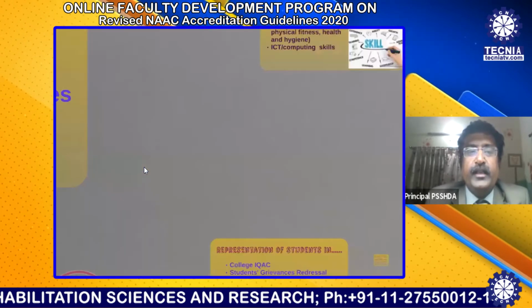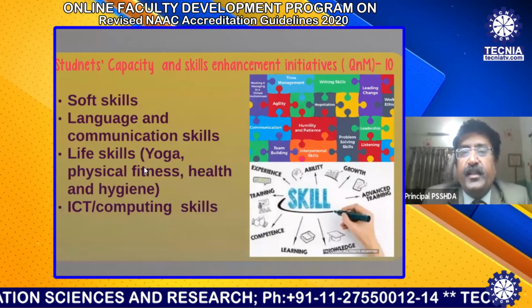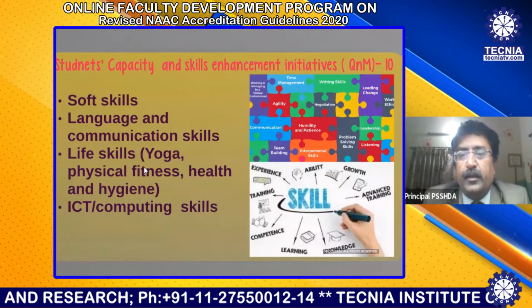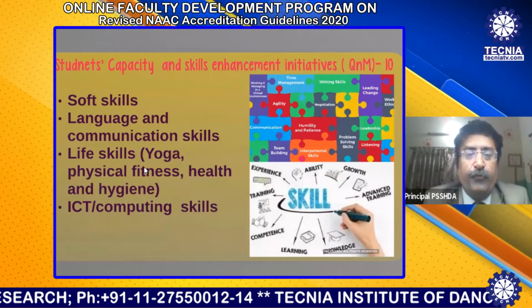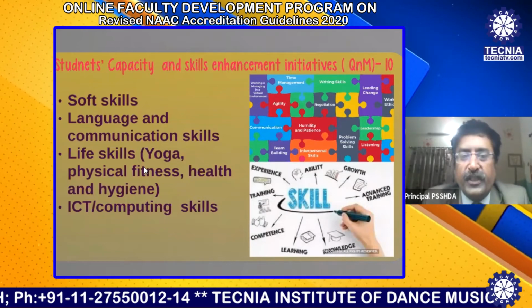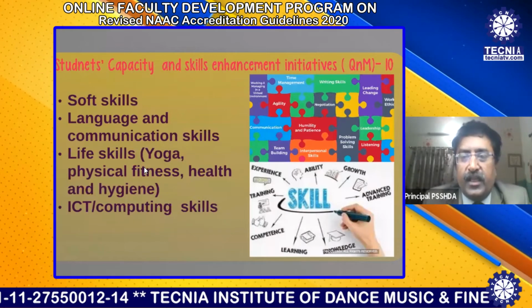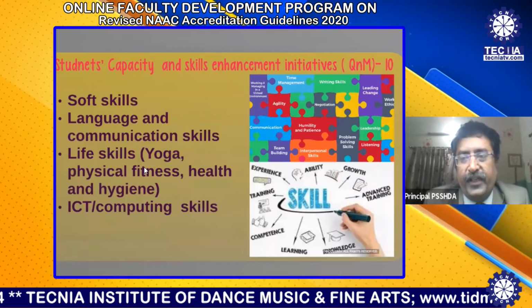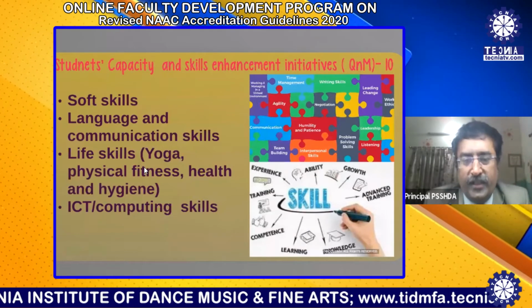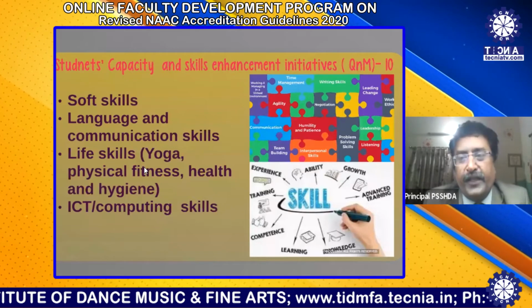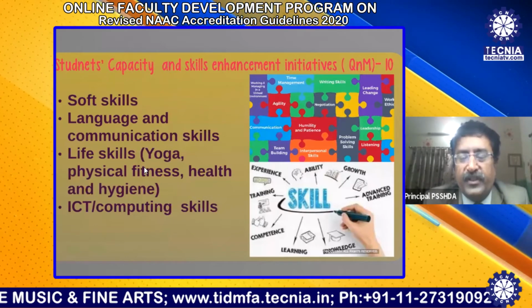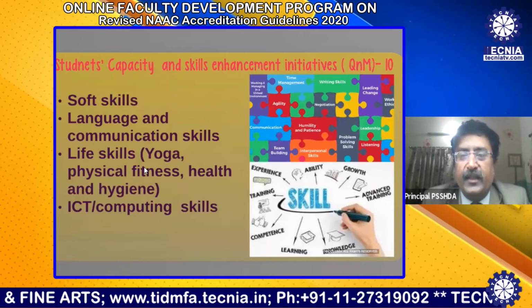The next one is students' capacity and skill enhancement initiative. Under this capacity building cell, we have 4 parts, that is soft skill, language and communication skill, life skills, in that yoga or physical fitness or health club or hygiene, and ICT and communication skill. So this part will be considered as a student's capacity and skill enhancement initiative.